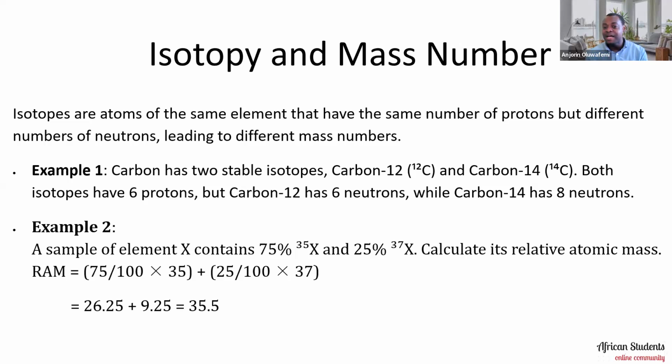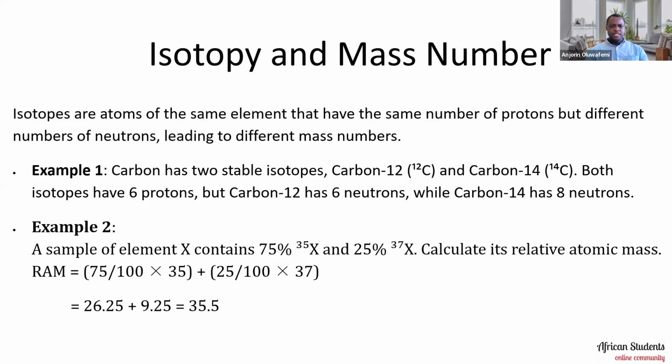They have different mass numbers. But one thing you see with them is that they have the same number of protons, but different numbers of neutrons. Therefore, they will have different mass numbers. Carbon-12 has a different mass number compared to carbon-14. Their neutron numbers are also different, but there's a convergence when it comes to their protons. Their proton numbers are the same.